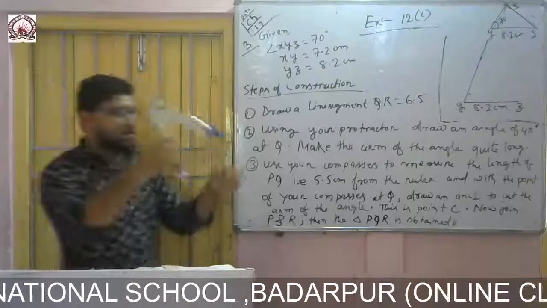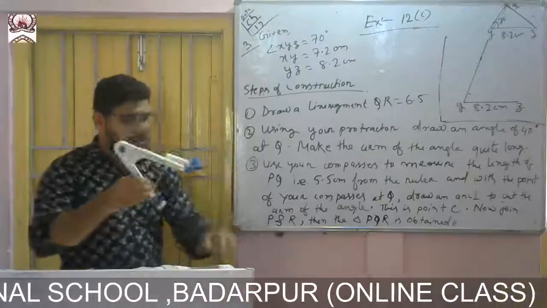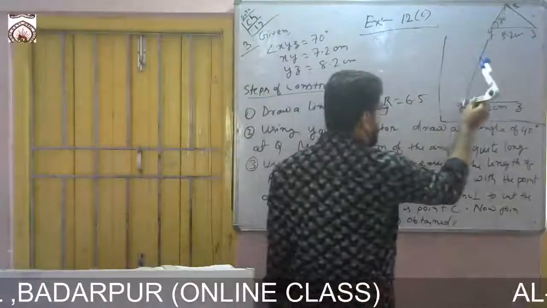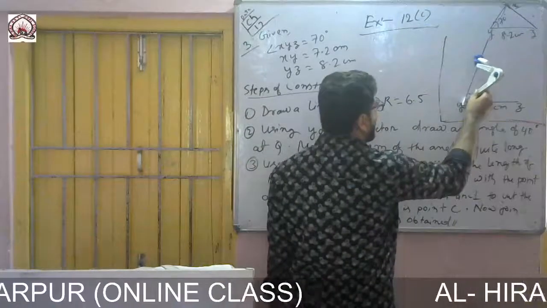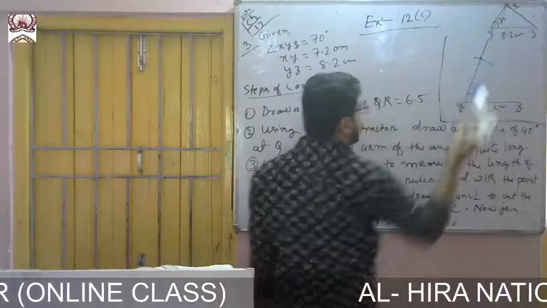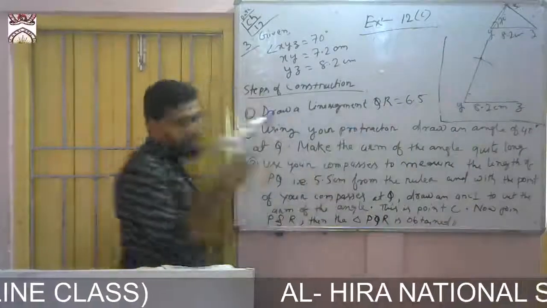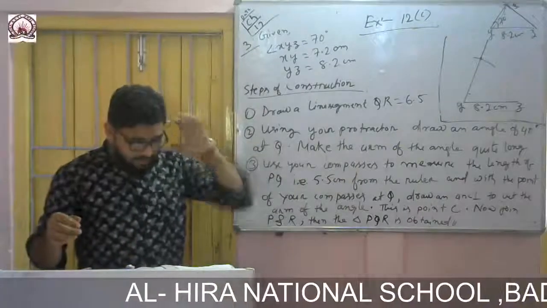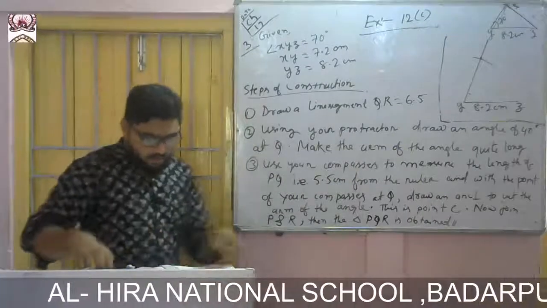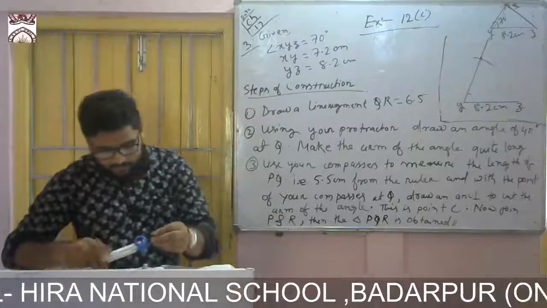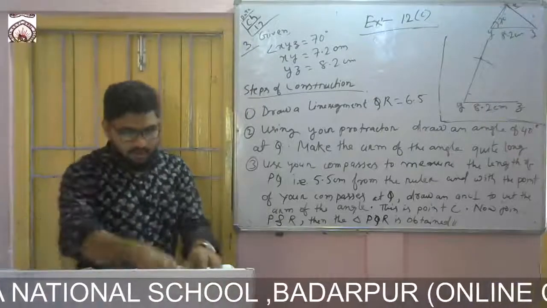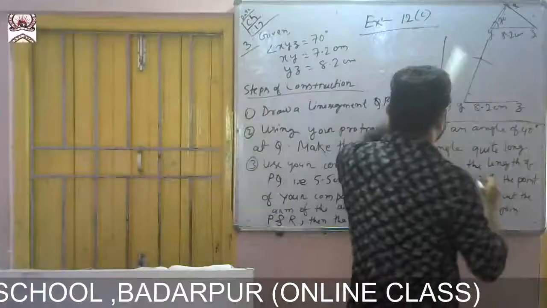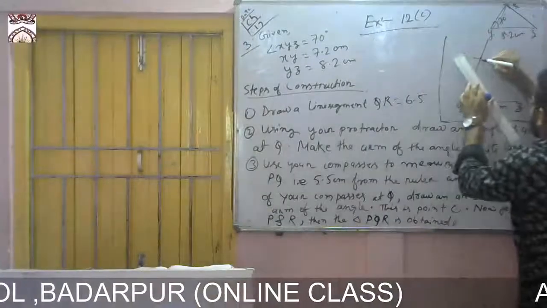So 7.2 is taken. Place it here and cut. It is cutting here. Okay, so 7.2. Now join this. Now you join this one, you'll get the answer. So these all are the same. Now join this.